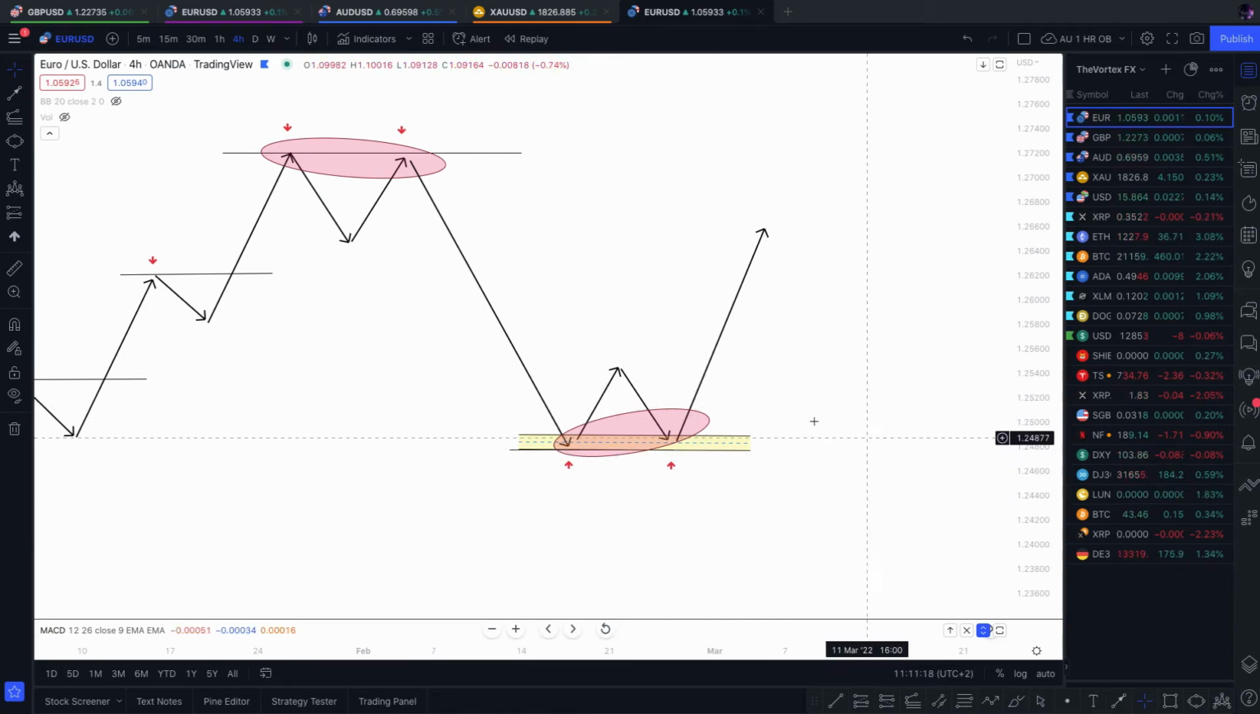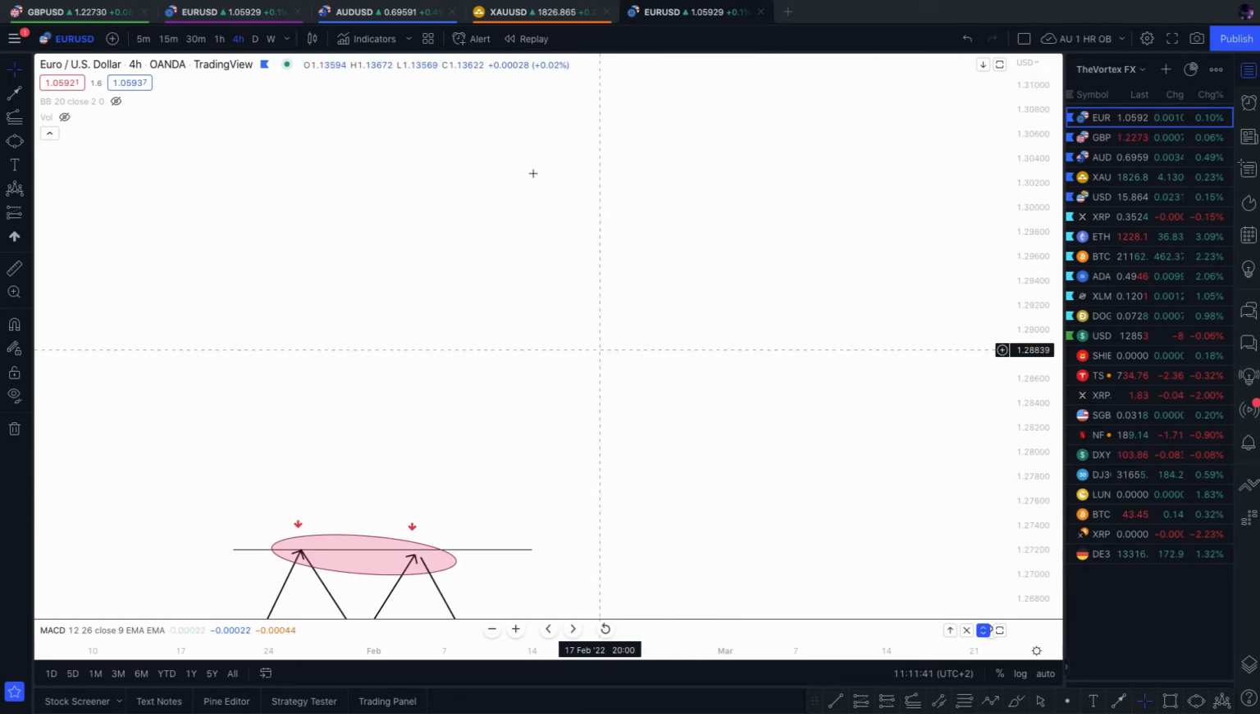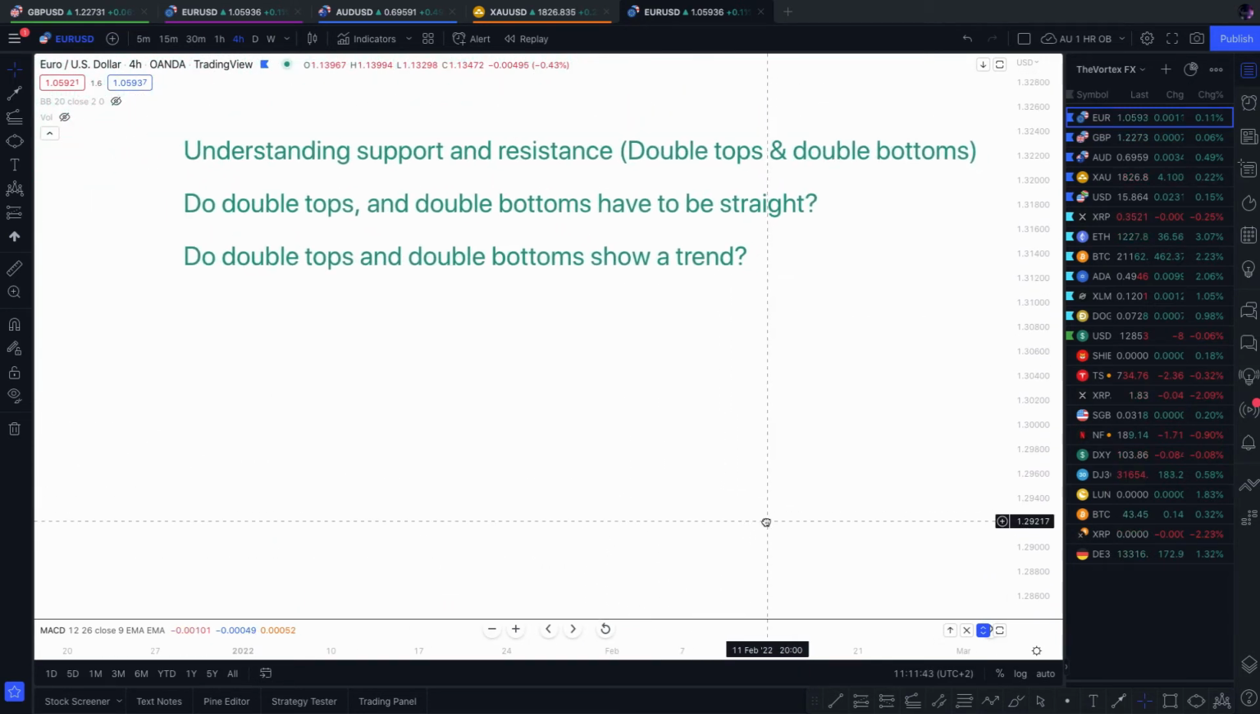Because remember, as I said in video number 1, double bottoms and double tops are reversal points in price. They occur when price reverses. Now, this doesn't mean that every time price reverses from a trend, we're going to see these patterns form. No. But when they do form, they are generally reversal points. All right. Let's go back up to the next question.